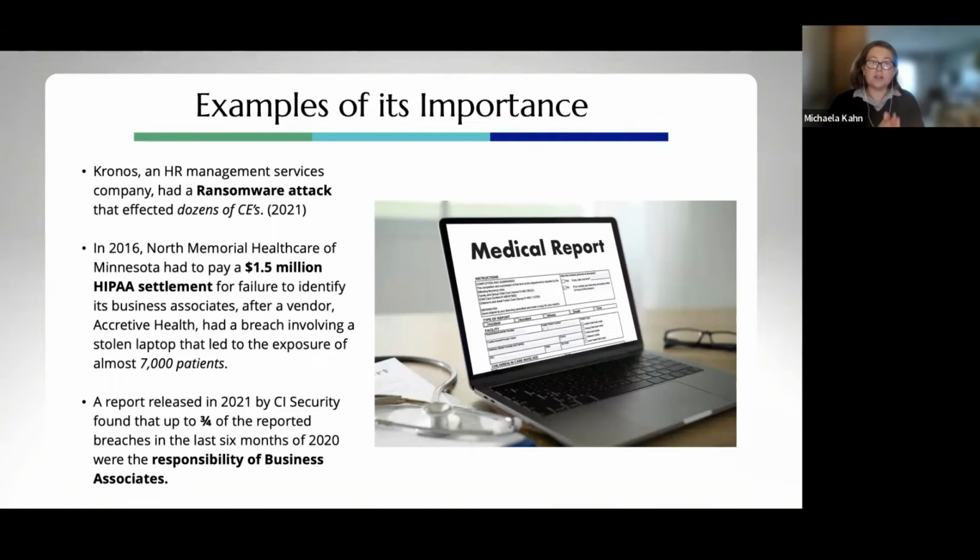And the last thing, to put the fear of God in everyone, is a report that CI Security did in 2021. They looked at breaches reported in the last 6 months of 2020, and they discovered that up to three-quarters of those data breaches came from business associates. That shows how the landscape is shifting, from covered entities solely thinking about protecting their own data to having to look at this whole network.